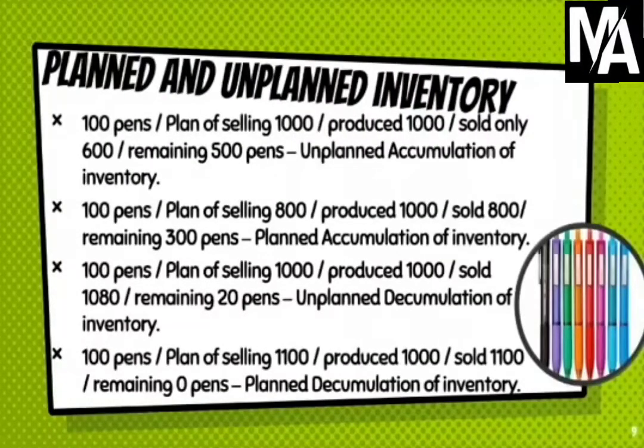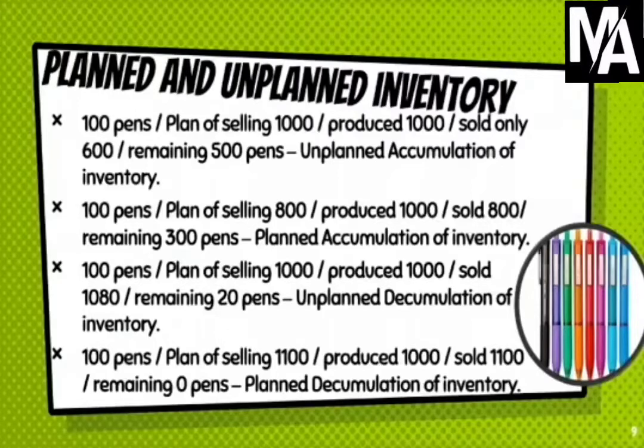Now, to complicate things, we have planned and unplanned inventory. I have tried to use an example so that it will be very, very easy for you to understand. Now, imagine a person has 100 pens which were unsold last year. So that is the opening stock. And that same producer plans on selling 1000 pens. And so, since he has planned 1000 pens, he produced 1000 pens.